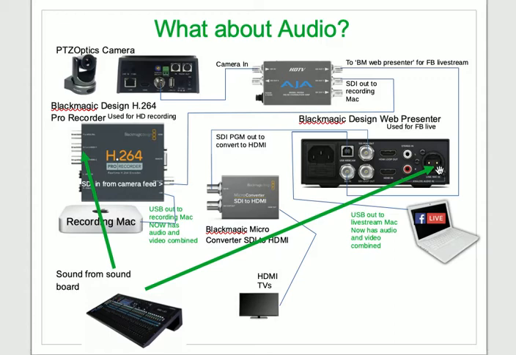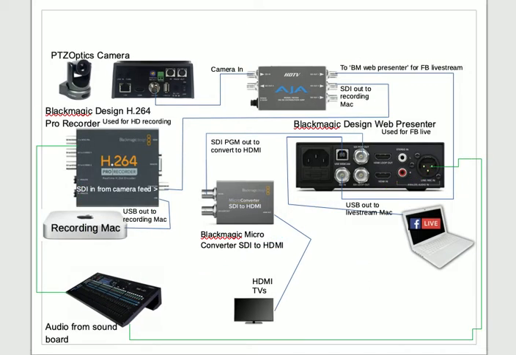On the web presenter in XLR, on the H.264 Pro recorder, they were two 1/4-inch connections. So XLR to 1/4 inch. I now have audio into both places where the video is being encoded into the USB, resulting in both having audio and video combined.